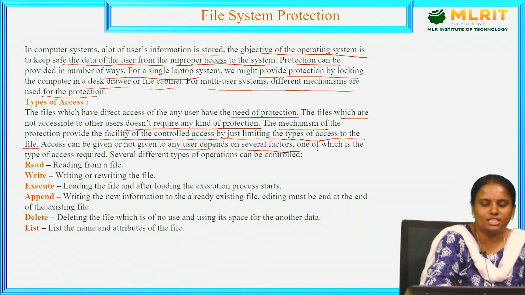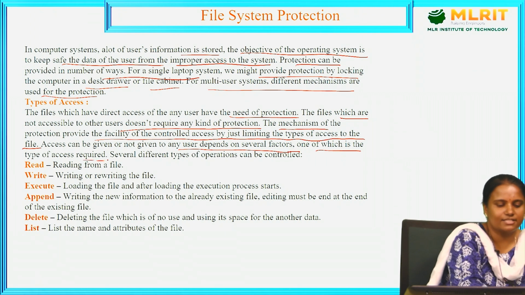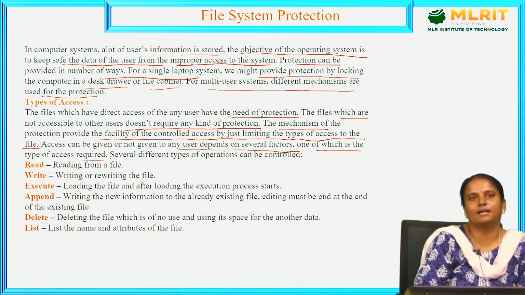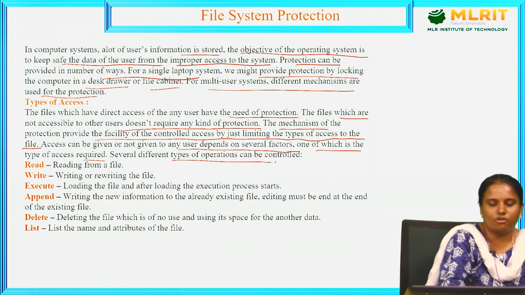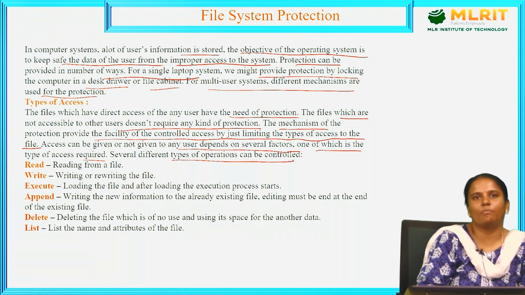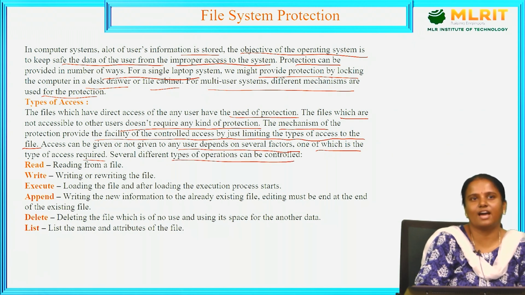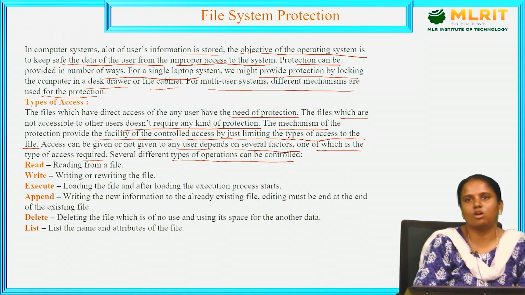One of the factors is the type of access required. Some files require some access permissions. Several different types of operations can be controlled. The operations performed to protect our files are read, write, execute, append, delete, and list. So what do you mean by read? Read is nothing but only reading a file. You cannot do operations like write and execute. So read means you can only read that particular file.